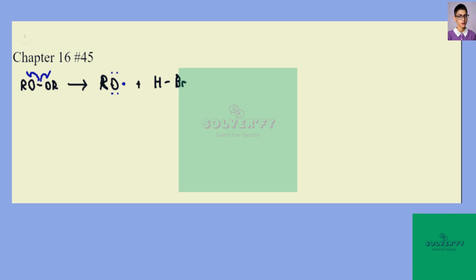And so we end up having this happen. So we have the alcohol here now, and we also have a bromine radical. And so it's going to be this bromine radical that now actually adds to our starting material.